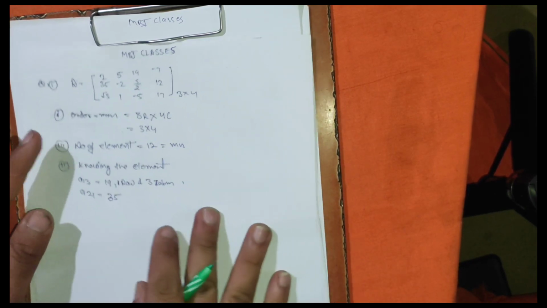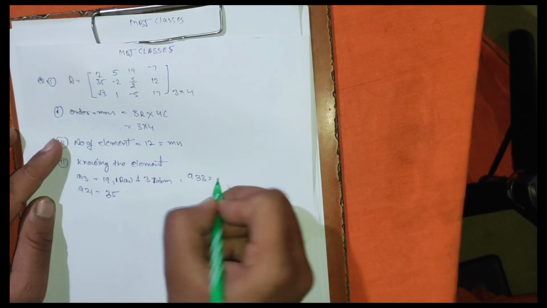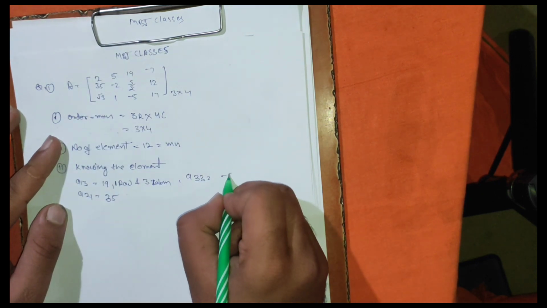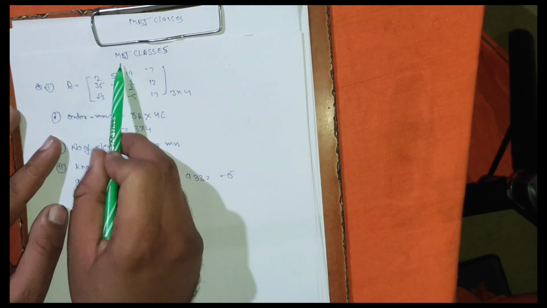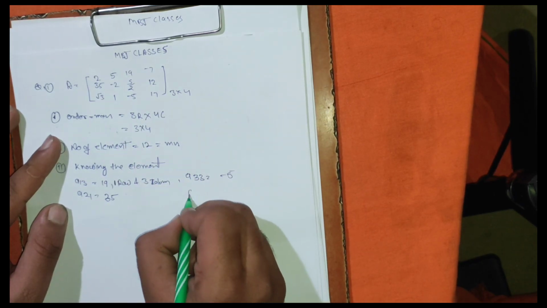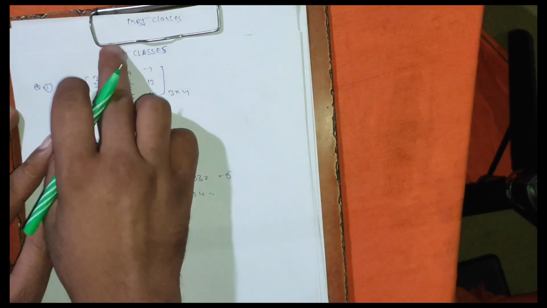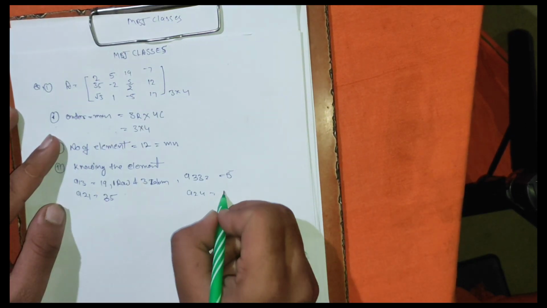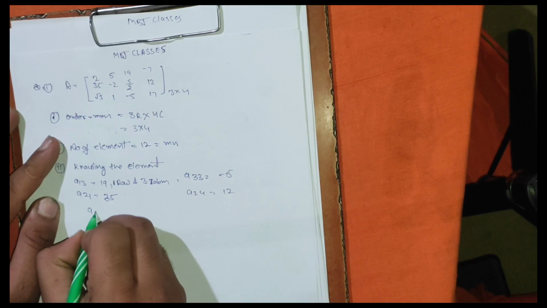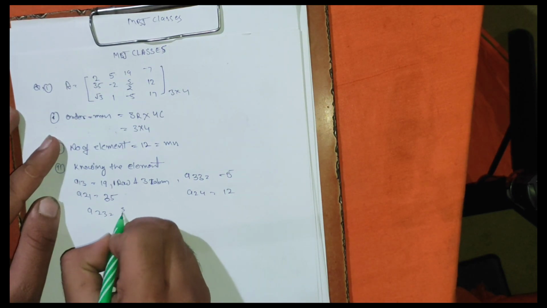Similarly, if I say a3,3, it means I talk about the third row, third column, which was minus 5. The third row, third column intersect at minus 5. Okay, and talking about a2,4, it means we're talking about the second row, fourth column, it is 12. And if I say a2,3, again second row, third column, which is 5 by 2.